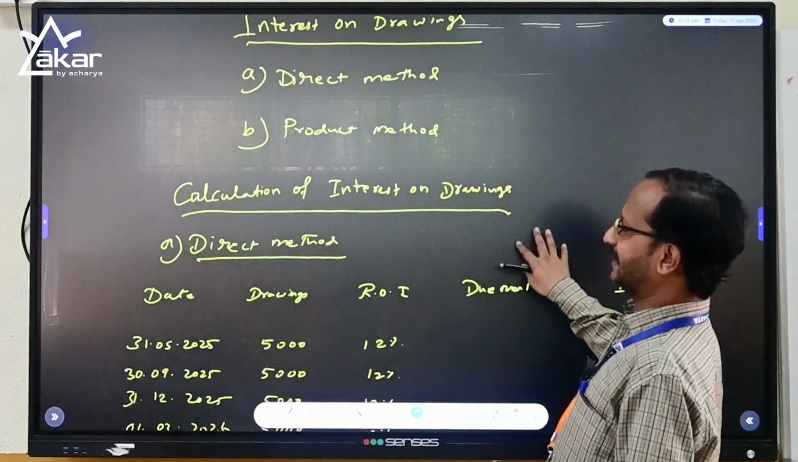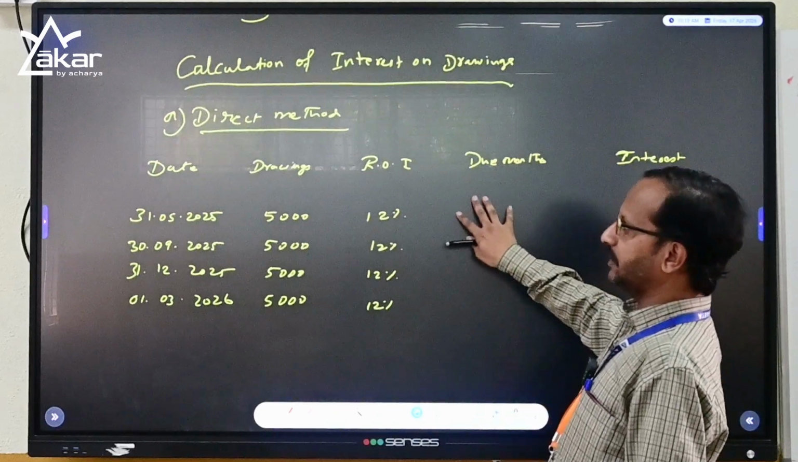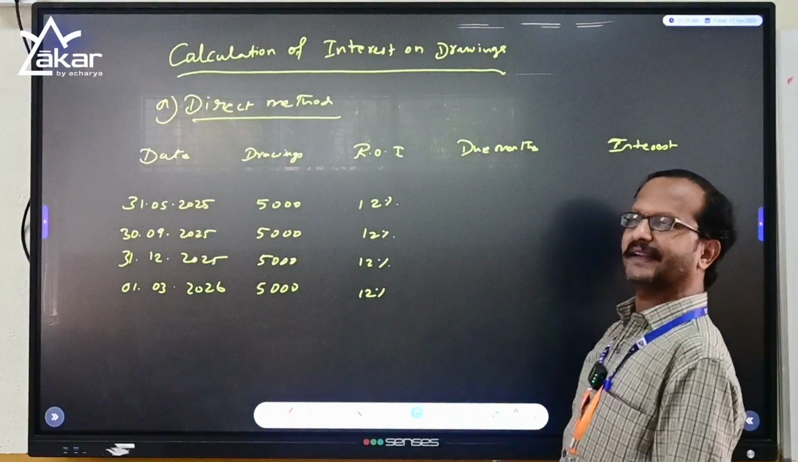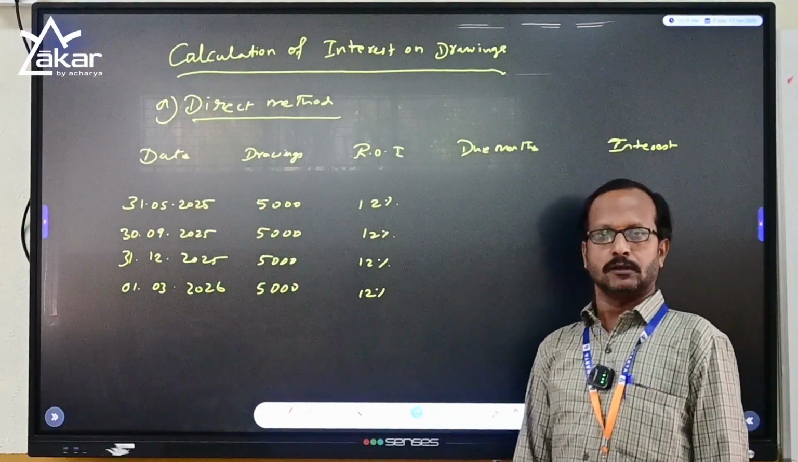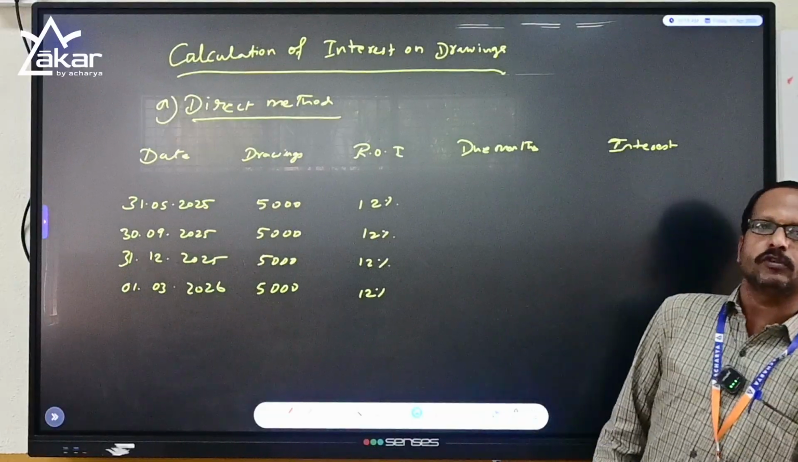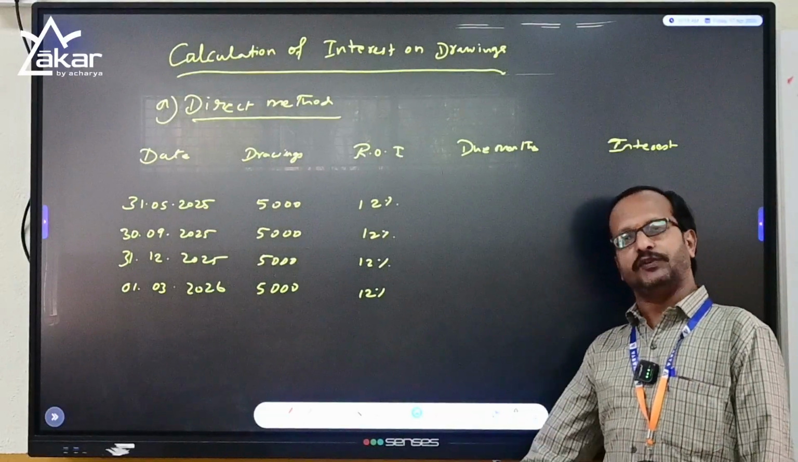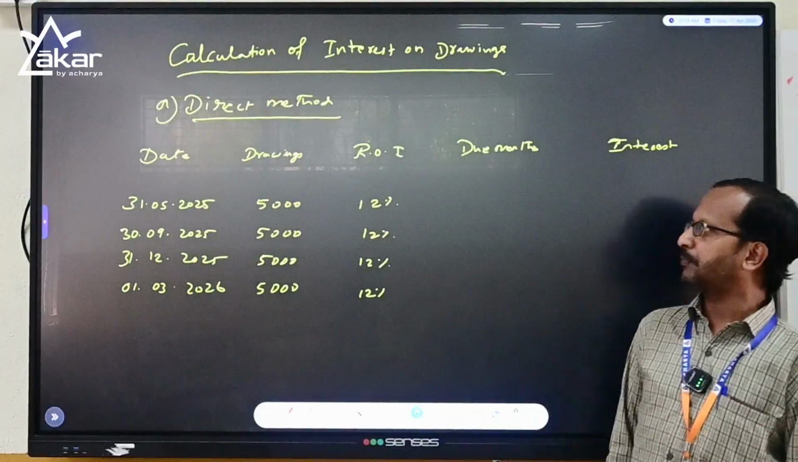Let us go with a practical sum. Calculation of interest on drawings with the direct method. Under the direct method, we have to go directly with the dates and the amount which he has withdrawn. Let us have an example.